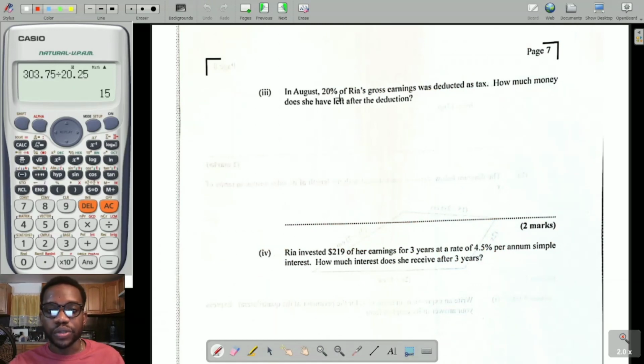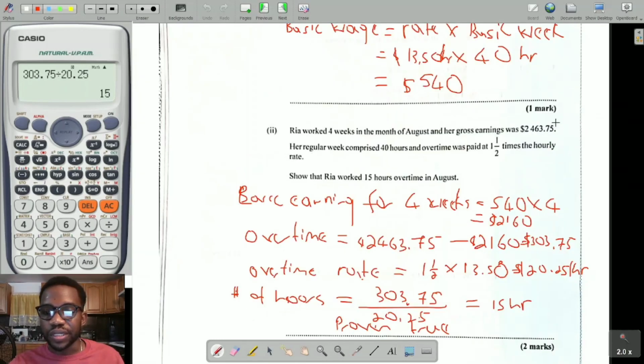In August, 20% of Ria's gross earning was deducted as tax. Gross means everything that he got, the total amount of money that he got. How much money does she have left after the deduction? You have so many ways to work this. So first of all, let's go back for the total amount of money that he earned. The total amount of money, which is the gross, and gross, of course, is everything before tax.